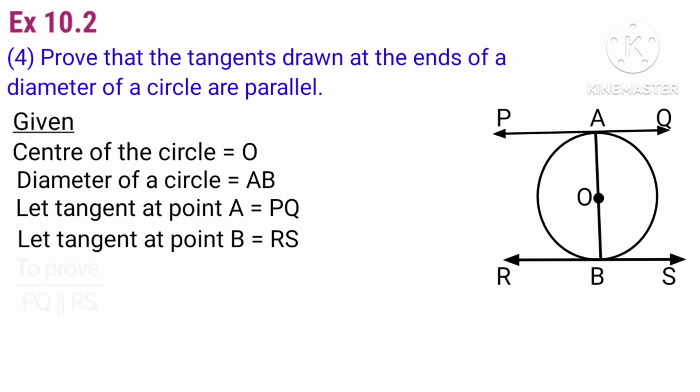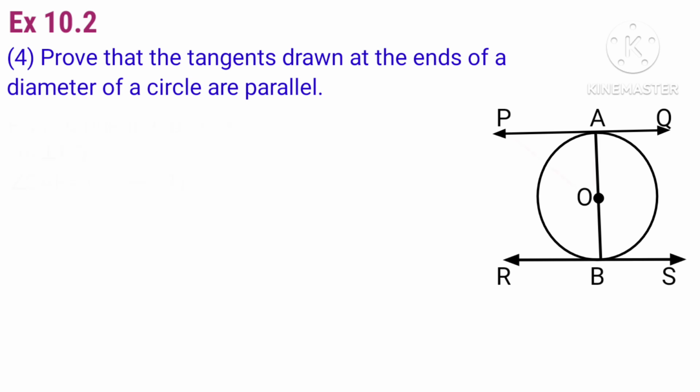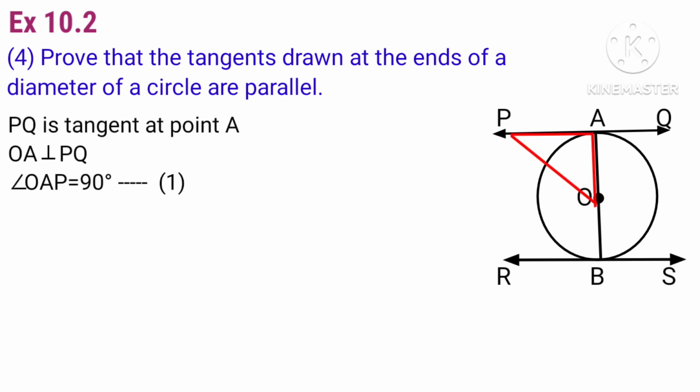Okay? So now we have to prove PQ is parallel to RS. So we have to prove that PQ is parallel to RS. So we'll see that. Here PQ is a tangent at point A, so we can say OA is perpendicular to PQ. So angle OAP is 90 degrees. Let's take this as equation 1.